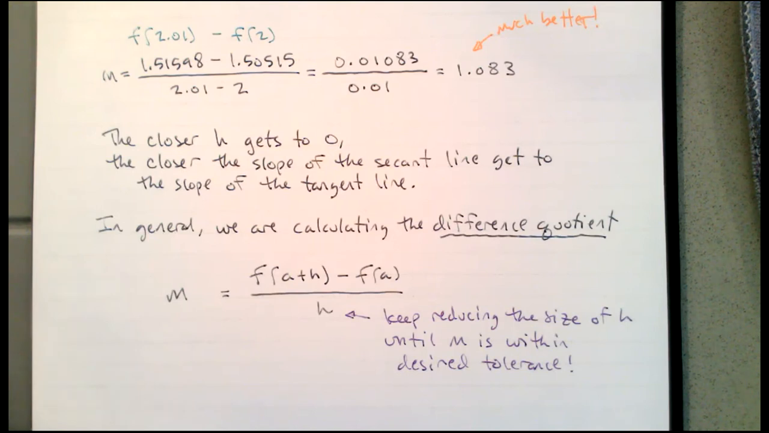Any questions? So if we want m to be accurate to the nearest hundredth, h needed to be 0.001. If we just need the nearest tenth, h of 0.1 was just fine.